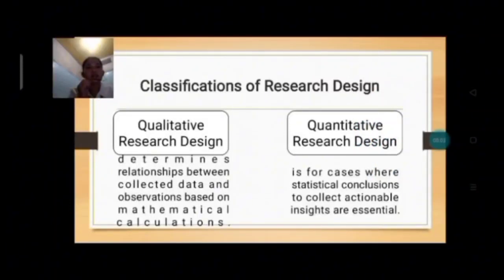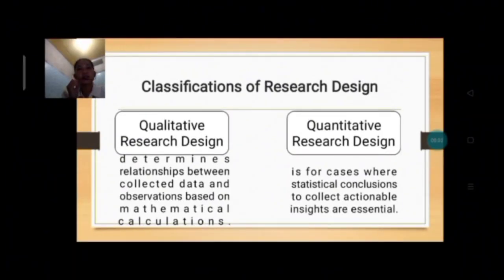Classification of research design: qualitative research design and quantitative research design. Qualitative research design determines relationships between collected data and observation based on mathematical calculation. And theories related to a naturally existing phenomenon can be proved or disproved using statistical methods. Researchers rely on qualitative research methods that conclude why a particular theory exists, along with what respondents have to say about it. Quantitative research design is for cases where statistical conclusions to collect actionable insight are essential.